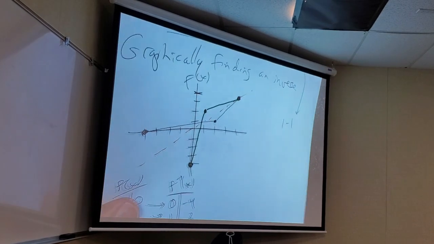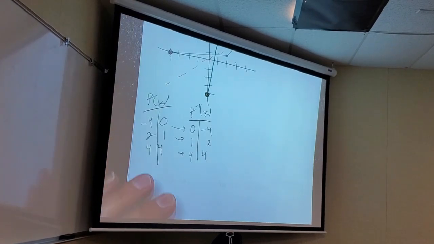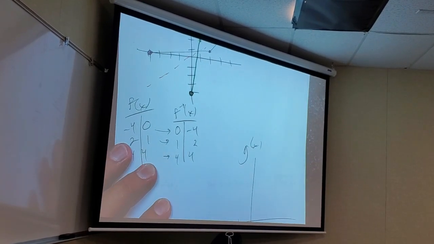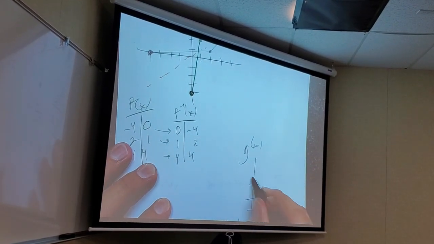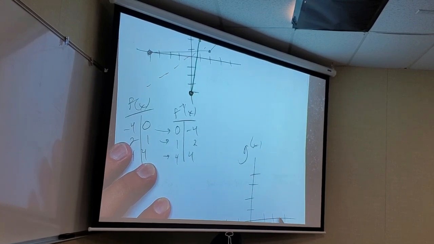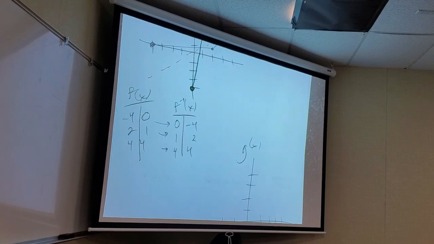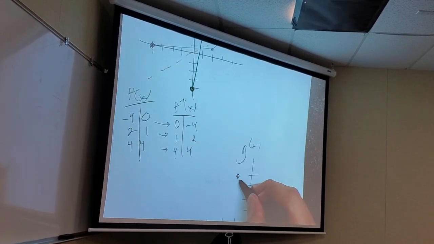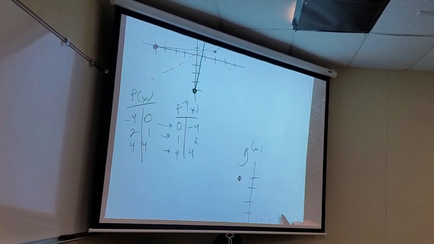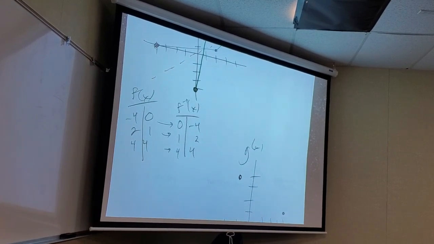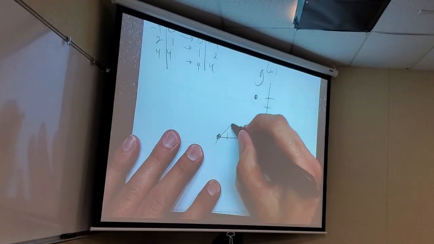Now watch this. Without even doing this, if I were to give you g of x, and it looks like this. It looks really crappy because it had a rough night, all right? Give it a break, poor little thing. So what if it looked like this?